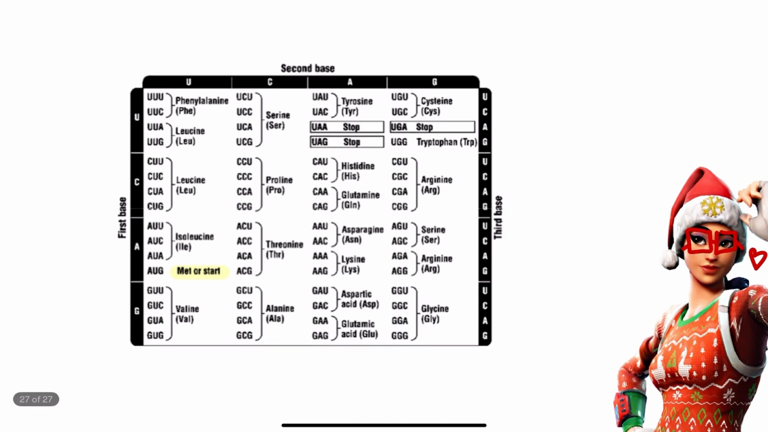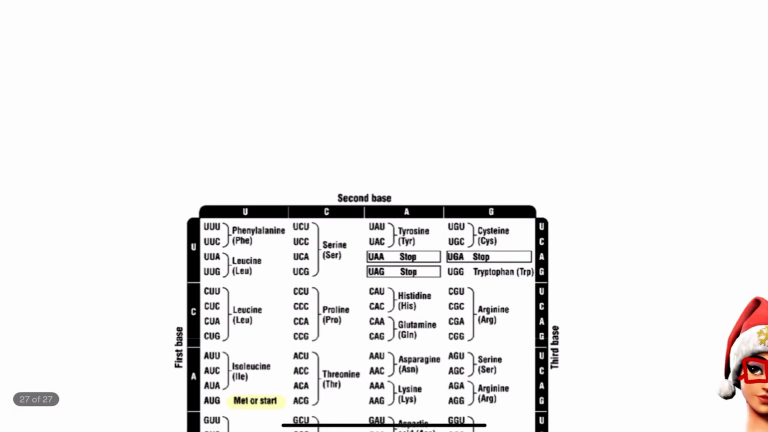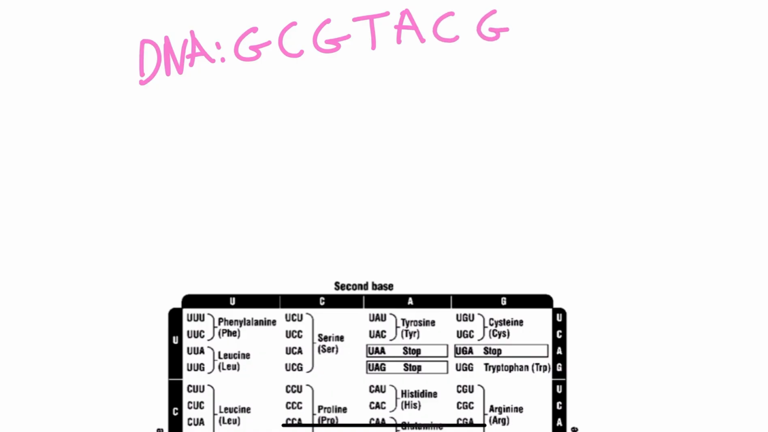So how do you figure out what amino acid you need? You look at the transcribed nucleotide sequence. So let's say that our DNA sequence is G, C, G, T, A, C, G, G, T, and then A, C, T. So let's say this is the DNA.